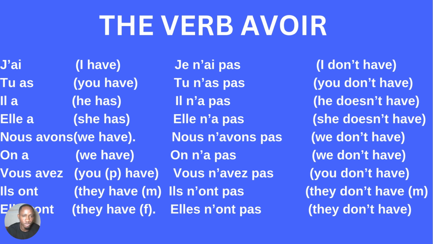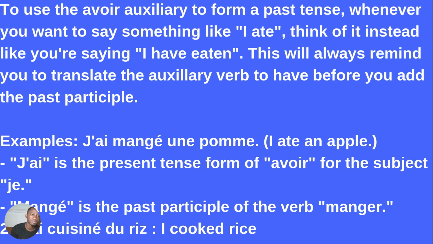J'ai, je n'ai pas. Tu as, tu n'as pas. Il a, il n'a pas. Elle a, elle n'a pas. Nous avons, nous n'avons pas. On a, on n'a pas. Vous avez, vous n'avez pas. Ils ont, ils n'ont pas. Elles ont, and elles n'ont pas.